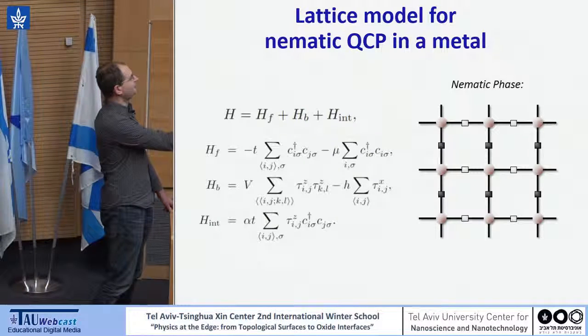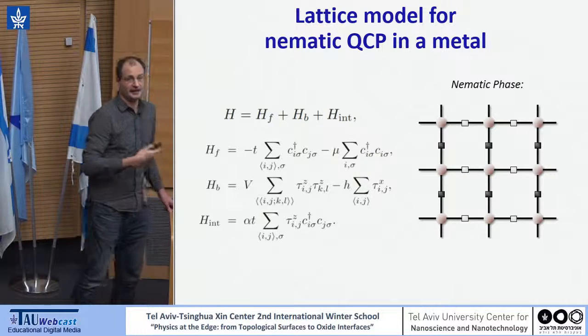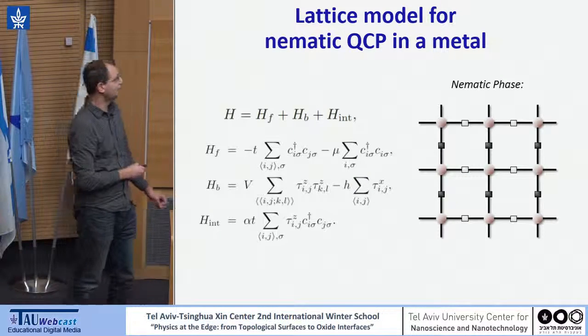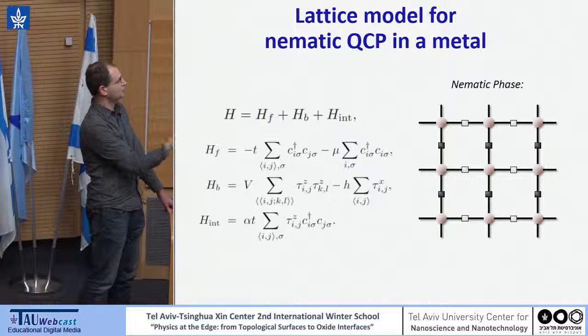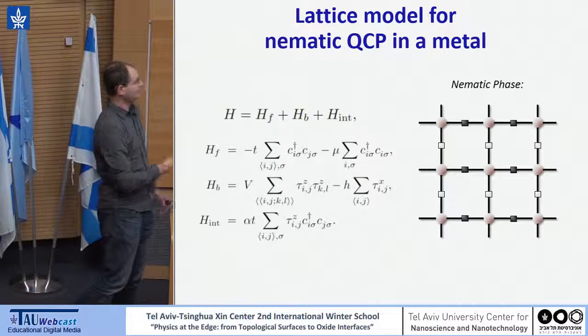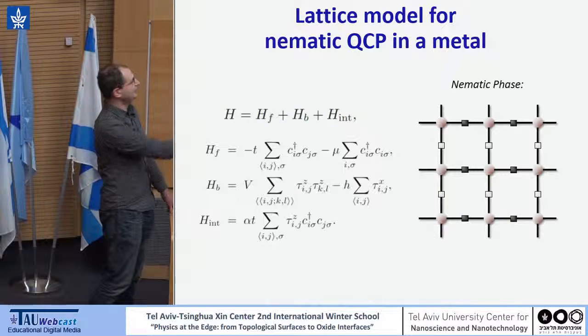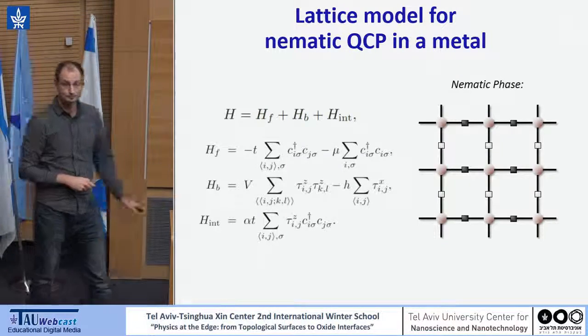If I crank V to be large enough or H to be small enough, I'll go into the nematic phase. What is the nematic phase here? It's simply the ordered phase for the pseudo spins. The pseudo spins like to order antiferromagnetically, and when they do, they also induce a distortion of the Fermi surface of the electrons through this term.